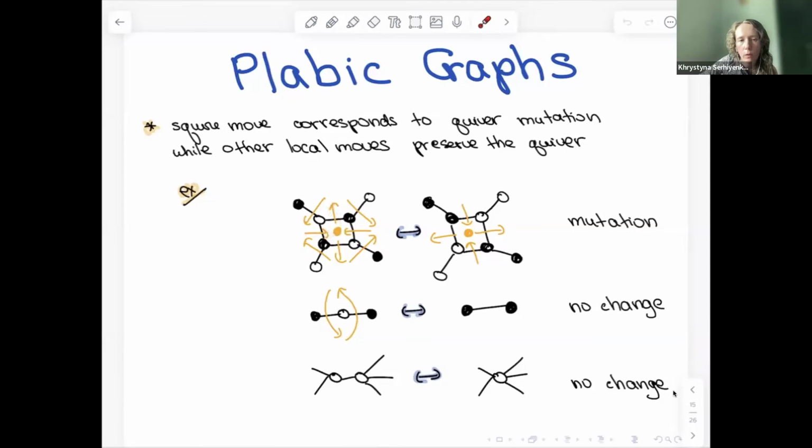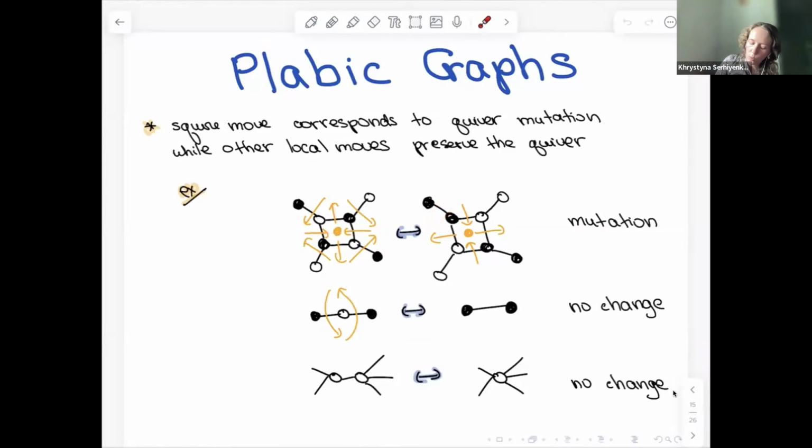And so your quiver mutation operation tells you you're going to get a new arrow in that direction, but we already had an arrow going back. So we're going to remove this 2-cycle and not going to have any arrows between these two vertices. And then we're going to change the arrows incident to the vertex you mutate. And so that's what you see here.